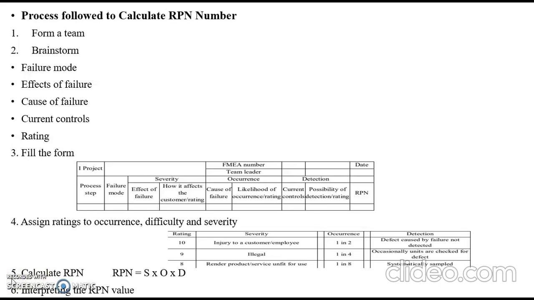Some of the guidelines for filling the FMEA form are: first, you should specify what the project is. The FMEA number should be provided, along with who the team leader is, and the date on which the FMEA was carried out. Feature or process steps: enter the name or number of the feature or process step to be analyzed. Next, failure mode. The failure mode is a potential failure mode in previous or subsequent stages.